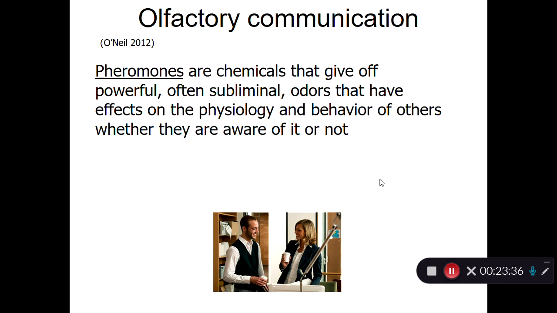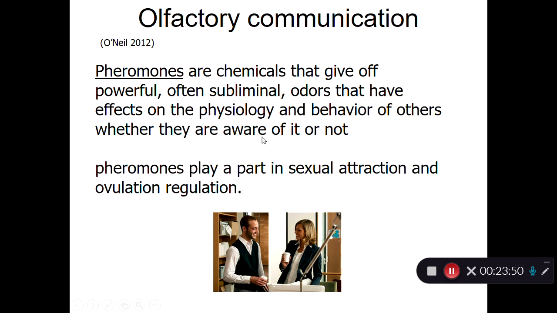So pheromones are chemicals that give off powerful subliminal, it doesn't have to be an odor, but it's a chemical message that has an effect on the physiology and behavior of others, and it's oftentimes without any awareness. So pheromones can be emitted that aid in sexual attraction. We might not even know why we're sexually attracted to someone, but it's because we get information from their pheromones.